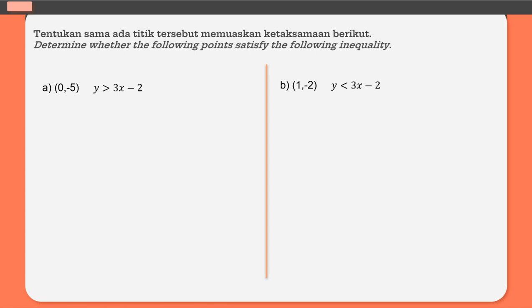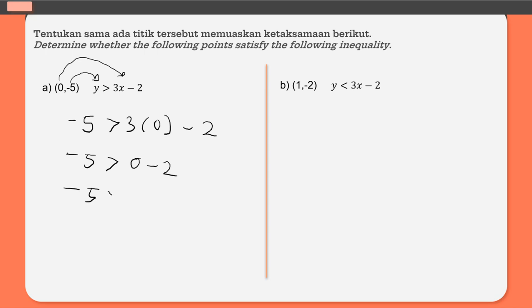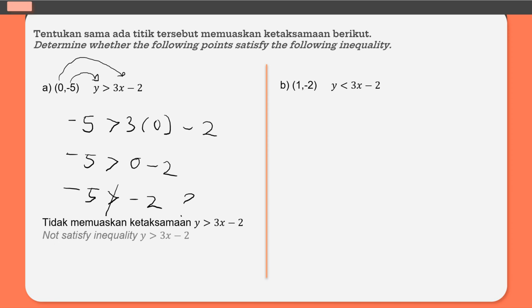Determine whether the following points satisfy the following inequality. Okay, look at this point (0, negative 5). So here we want to substitute y as negative 5, and then we want to substitute x as 0. So do we satisfy the inequality? We'll try to check this one first. Is negative 5 greater than 3 times 0 minus 2? We try. So negative 5, 3 times 0 equals 0. So 0 minus 2. So negative 5 greater than negative 2. Is it correct? Not correct, right? So we cannot do like this. So therefore, the answer is it does not satisfy the inequality y greater than 3x minus 2.